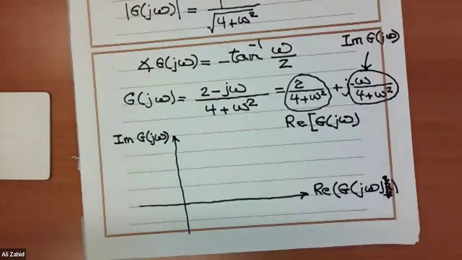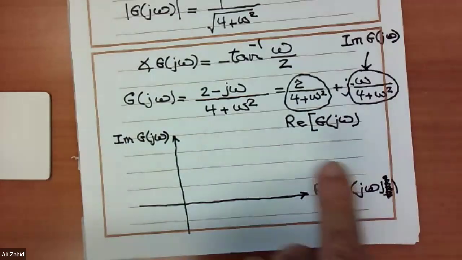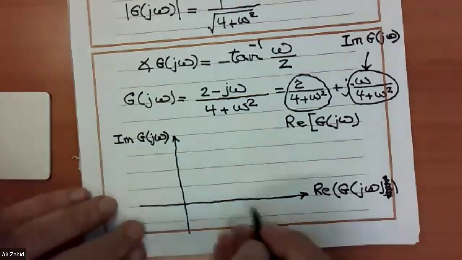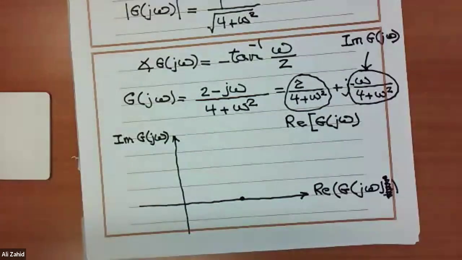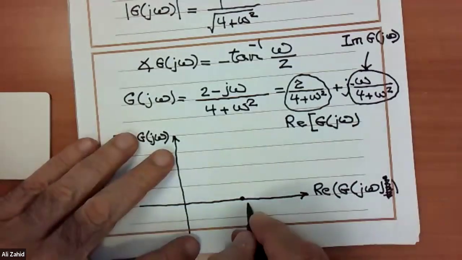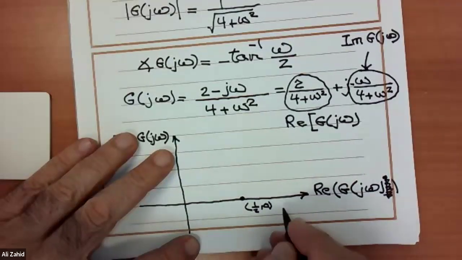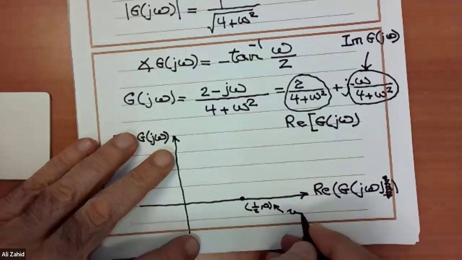Clear so far. Start at omega equal to 0. Can you tell me what is the real part? Omega equal to 0, what is the real part? Half. You put it here. What is the imaginary part? Omega equal to 0, which is this one. So this is 1/2, comma 0, which corresponds to omega equal to 0.